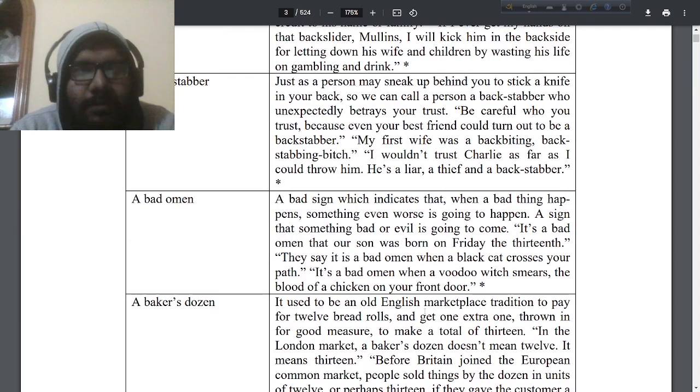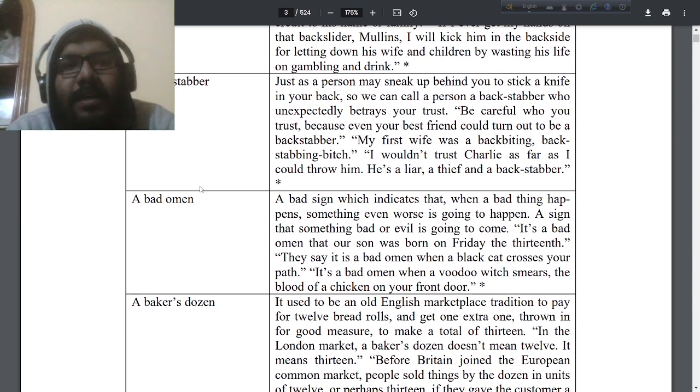Another one is bad omen. Omen sounds like it is spelled O-M-E-N, and you can see that. So what is a bad omen? A bad omen is like something bad, or sorry, a bad sign. Omen is mostly applicable in Hindu cultures. They actually believe in such things. Whenever they see a bad sign, they do some rituals, and they do such holy things to erase the omen.